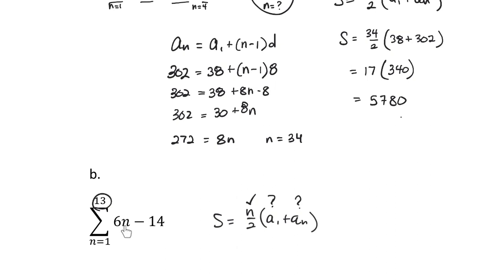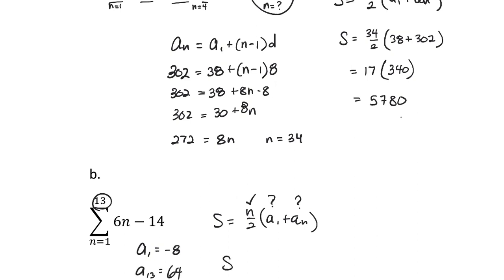So when n equals 1, 6 times 1 is 6. 6 subtract 14 is negative 8. So the first term is negative 8. Now the 13th term would be 6 times 13, which is 78. And then 78 minus 14 is 64. So the 13th term is 64.